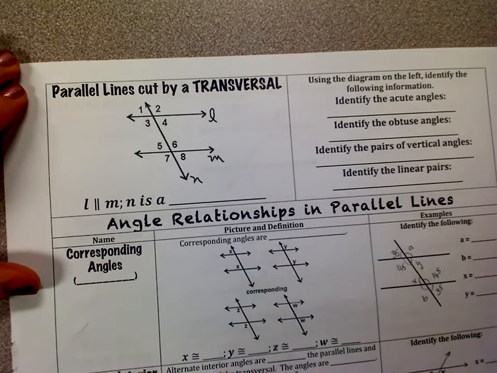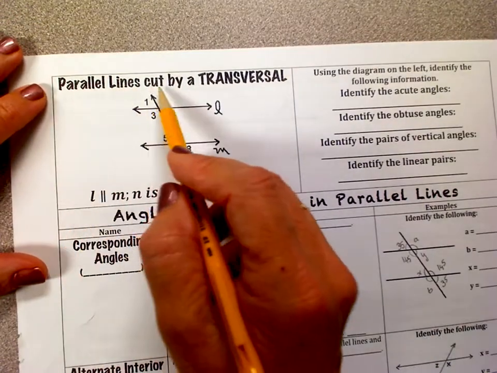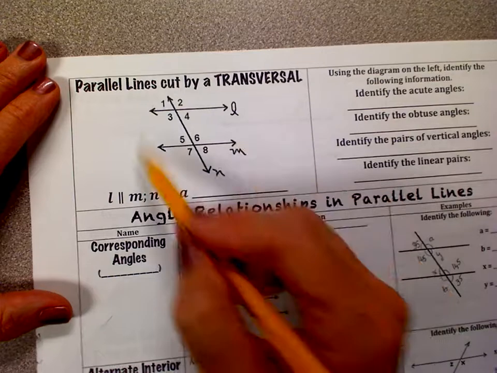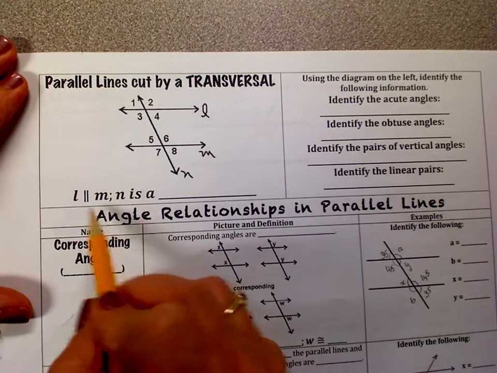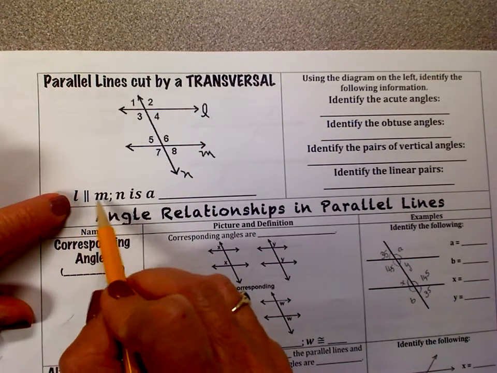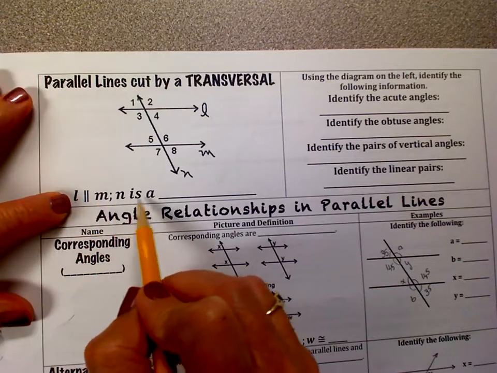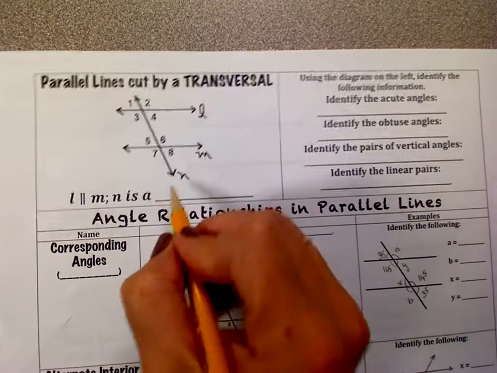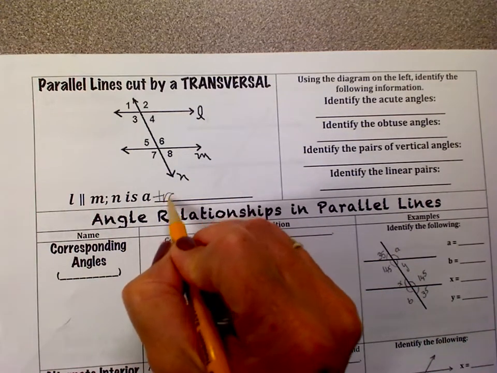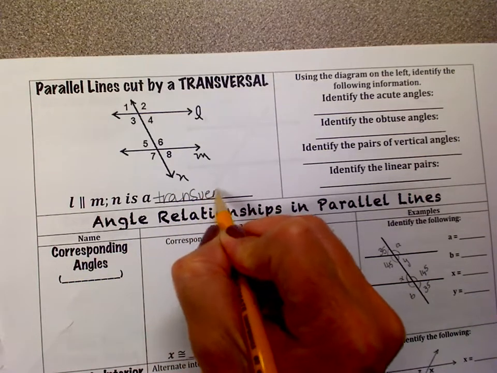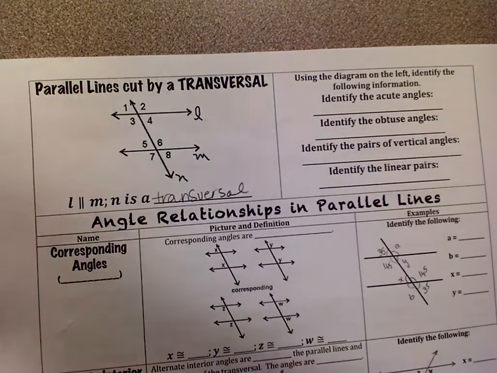Your next page, I know it's stapled together. I just stapled it so it's all together. Parallel lines cut by transversal. This is what we've been working on, okay? And it tells us line L is parallel to line M, and N is a transversal. So it's right here, the word transversal.